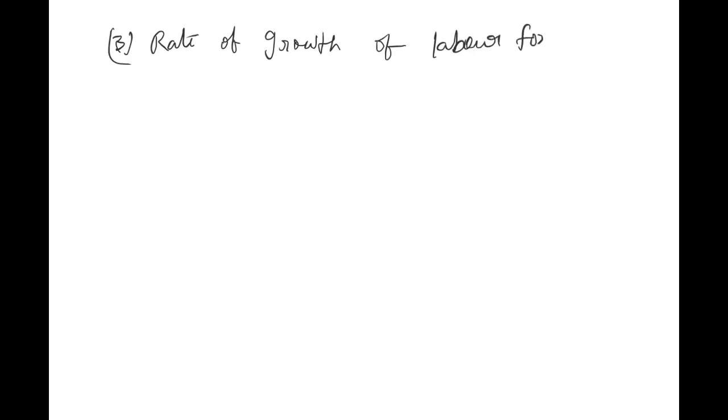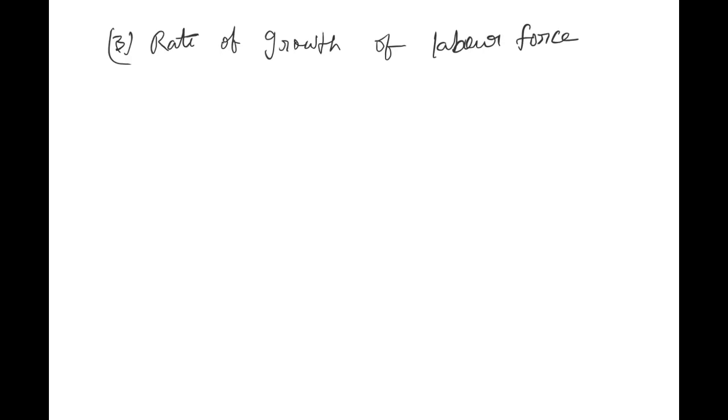Then the third determinant is the rate of growth of labor force. Just now I mentioned to you that the country should not be depending upon the rise in labor force to increase the production. But each and every country should have a certain minimum amount of labor force that is called the optimum level of labor force. Optimum level of population should be there. Optimum level of labor force should also be there. A country should neither have overpopulation nor a country should be underpopulated.